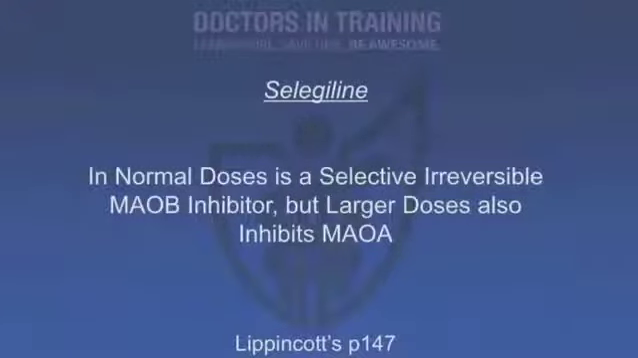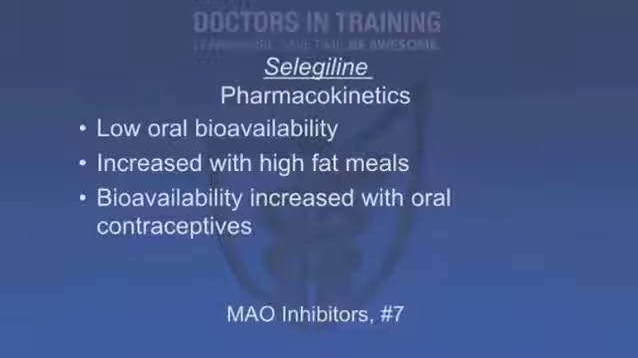Selegiline, in normal doses, is a selective, irreversible MAO-B inhibitor, but at larger doses also inhibits MAO-A. Selegiline is administered as a transdermal patch, which may produce less inhibition of hepatic MAO at low doses because it avoids first-pass metabolism. It has a low oral bioavailability, which is increased when it's ingested with a high-fat meal. Its bioavailability is also drastically increased in women who are on oral contraceptives.